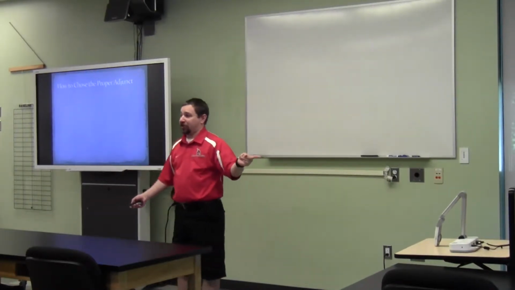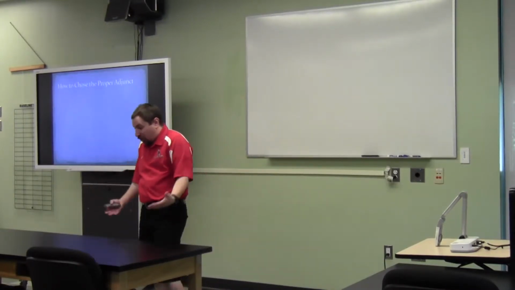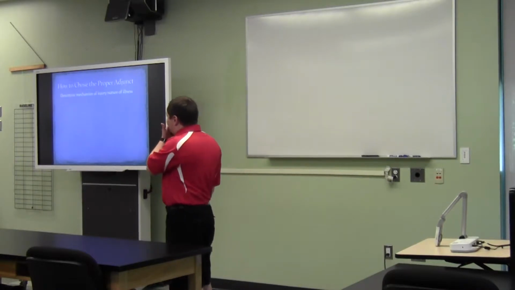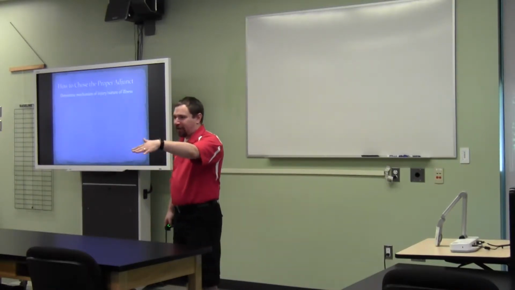How do we choose an adjunct? I've got this whole bag of stuff, there's all kinds of things out there. What do I use? When do I use them? Mechanism of injury has a major bearing on this.